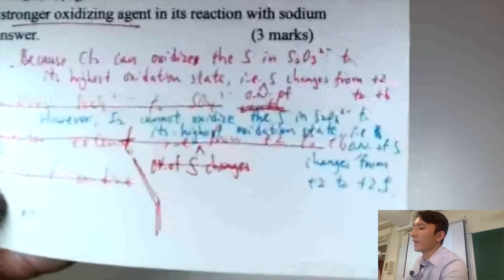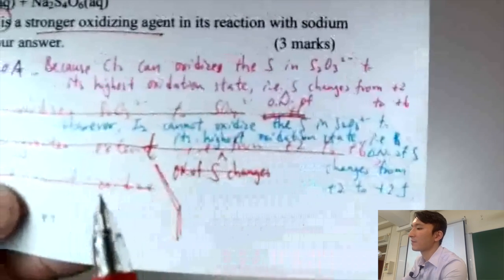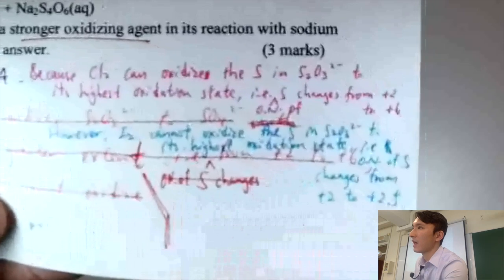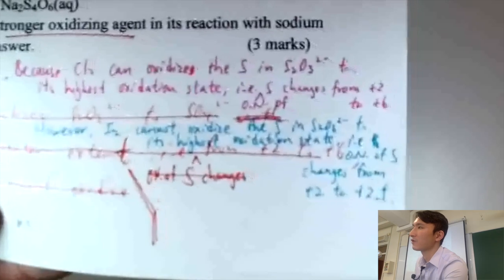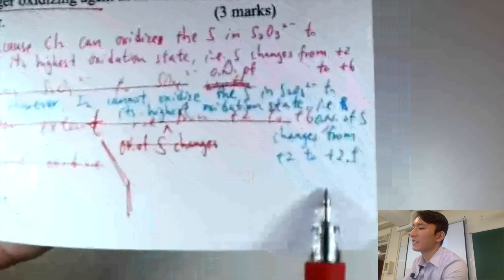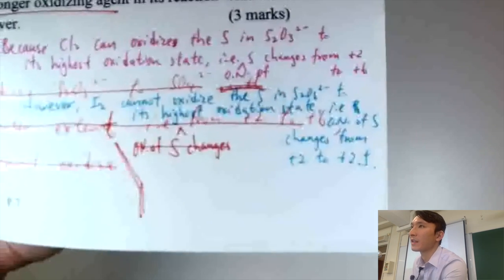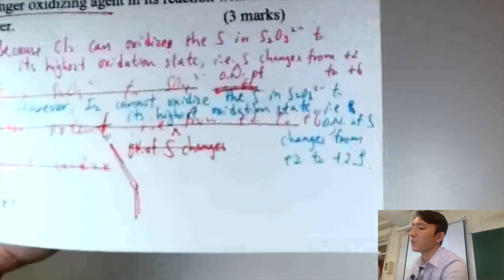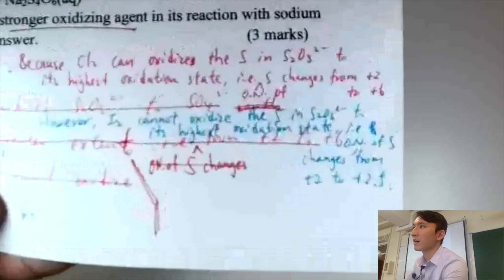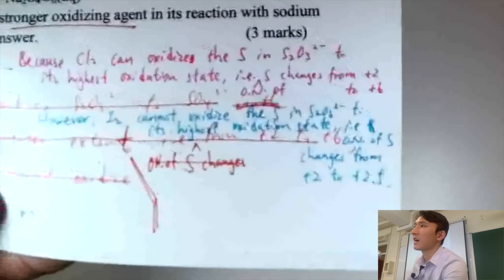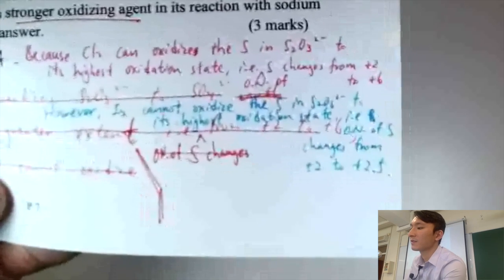But then if you look at iodine, when it oxidizes the thiosulfate, it becomes S4O6 2 minus. And you realize the oxidation number of S in S4O6 2 minus is only positive 2.5. So the extent of oxidation is lesser than that of chlorine. All right? So this is why chlorine is a stronger oxidizing agent, because it can completely oxidize, fully oxidize, or oxidize to a greatest extent. Okay? Something like that. All right?